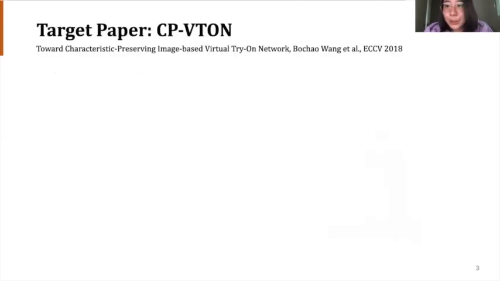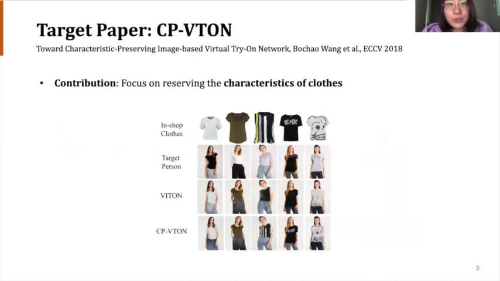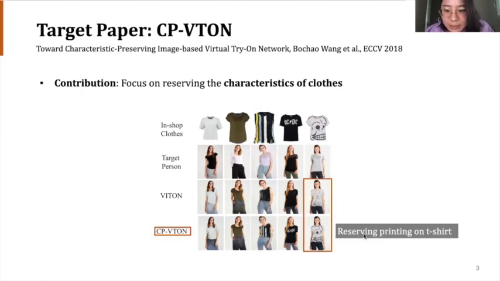Our target paper to replicate is the CVPR paper, Toward Characteristic-Preserving Image-based Virtual Try-On Network by Bochao Wang. The main contribution of this paper is to focus on preserving characteristics of clothes, for solving the problem of previous work, reducing the details of the clothes. As the figure shows, compared to prior works, VITON, CP-VITON preserved the printing on the t-shirt.